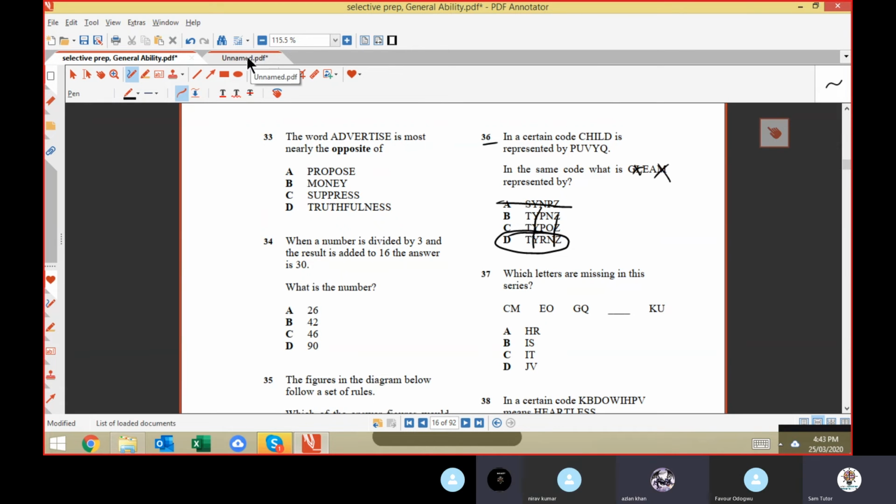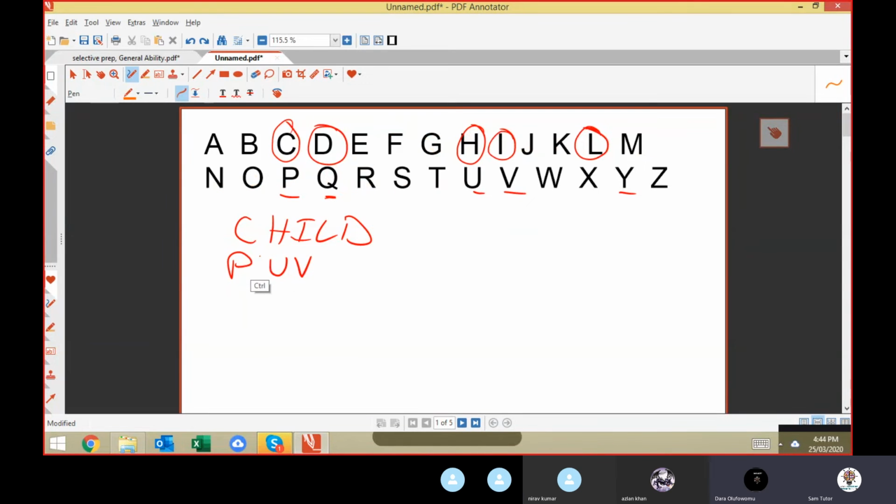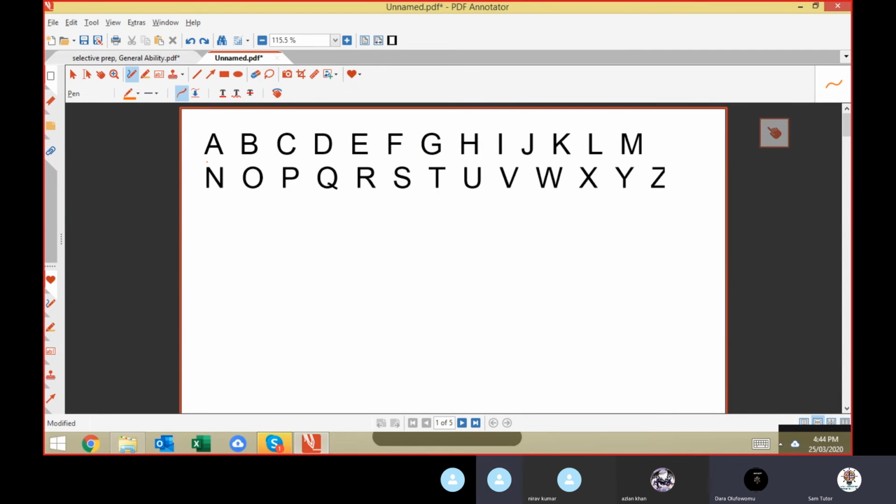That was a tricky one, wasn't it? So it's not always going to be just a simple pattern of adding 2 or adding 3 or skipping. So you've got to sometimes just think, okay, how am I going to get it from a C to a P? How do I get from an H to a U? And then in this case, they're all 13s, which is nice and easy to work with. There we go.